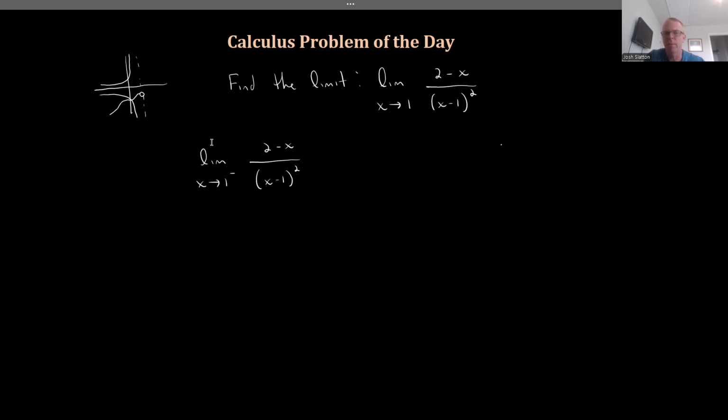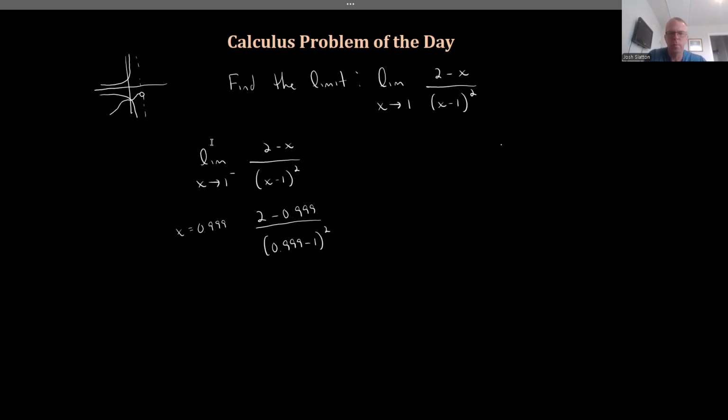We're coming from the left, so we're looking at numbers that are slightly less than 1. So what if we let x equal like 0.999? So we get 2 minus 0.999 on the top. On the bottom, we get 0.999 minus 1. Now, kind of like what we talked about in the last video, we're not worried about the number. It doesn't matter because whatever you get here, that's not the limit. That's just showing you kind of the direction the limit is going.